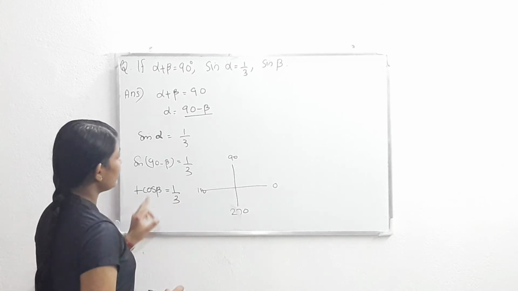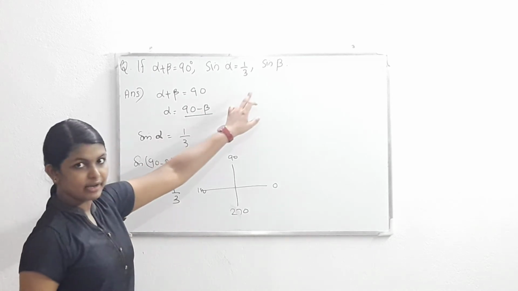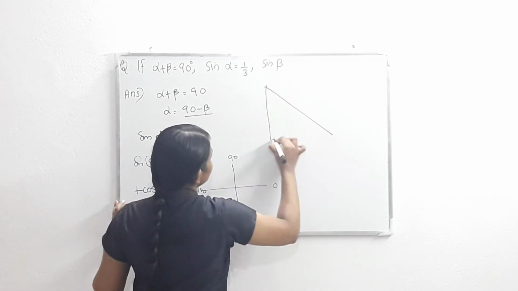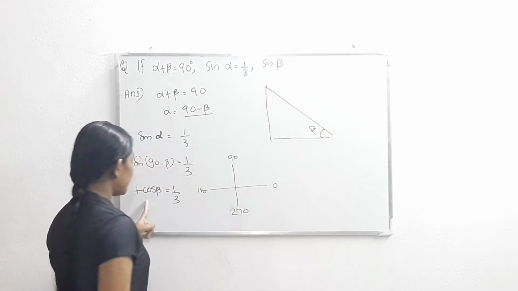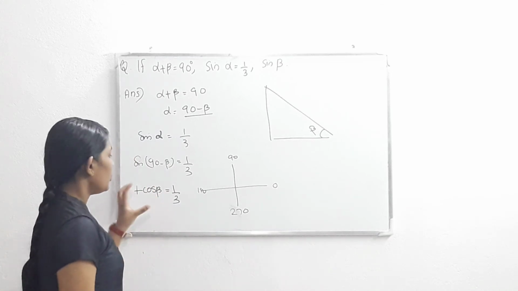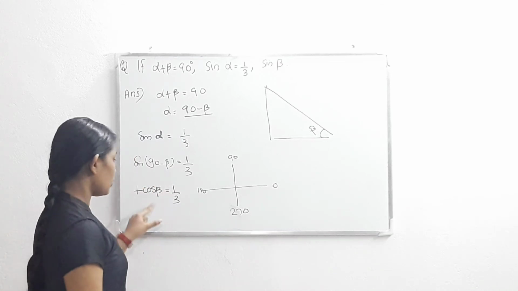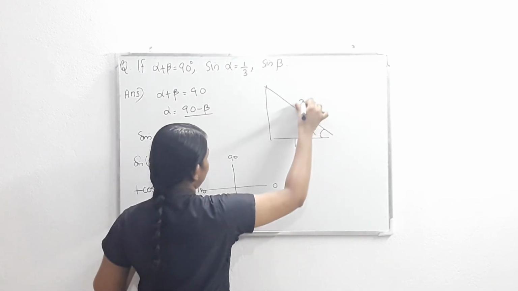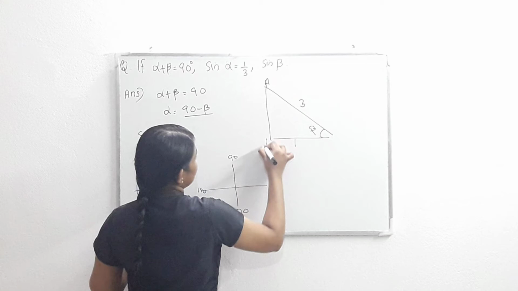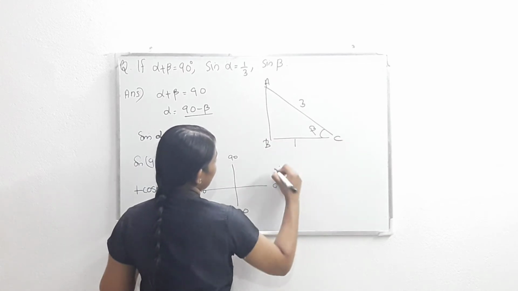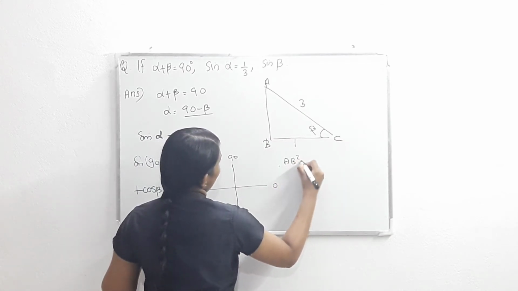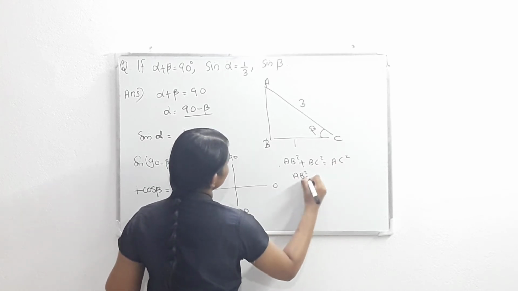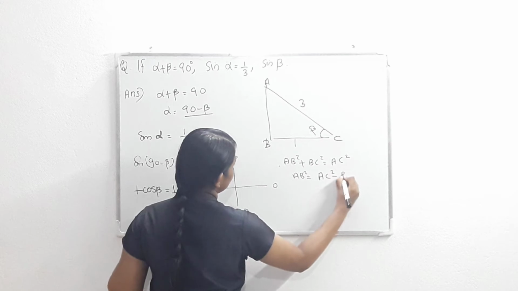So now we get the value of cos beta, but we are asked to find the value of sin beta. So we have to consider a right triangle with one angle as beta. Here we got cos beta as 1 by 3, and cos beta is equal to adjacent by hypotenuse. So in this triangle ABC, from the Pythagoras theorem, AB square plus BC square is equal to AC square. So AB square will be equal to AC square minus BC square.